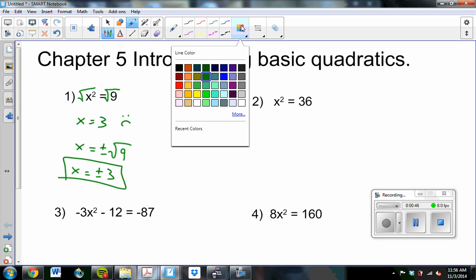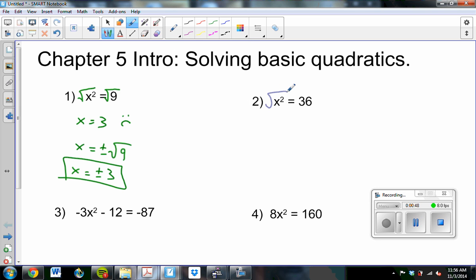So here number 2, square root both sides. I get x equals plus or minus the square root of 36, which is really just positive or negative 6.